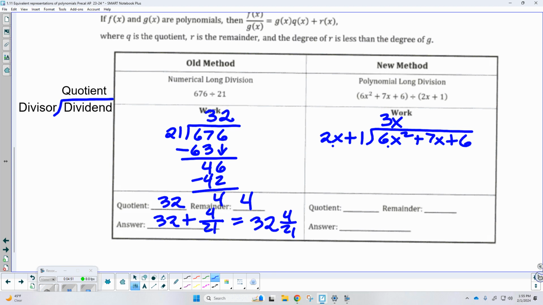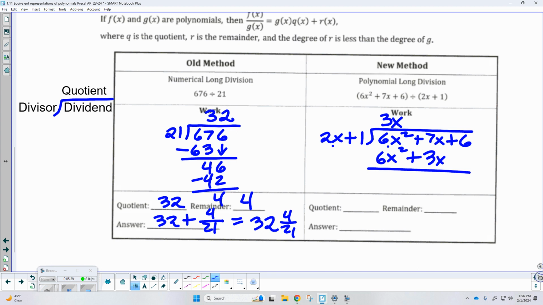Now, just like we did before, once I determine my first term, I'm going to multiply it by the divisor. So I'm going to distribute 3x times 2x. There's your 6x squared. 3x times 1, there's 3x. And what's super important, you should be lining up your like terms every time. Now, if you're missing a term, for example, if it just goes from, say, an x squared to a constant, if you're missing the x to the first, you have to put a 0 in there, which is basically a placeholder. Okay? So when I multiplied 3 times 21, we got 63. What was next?